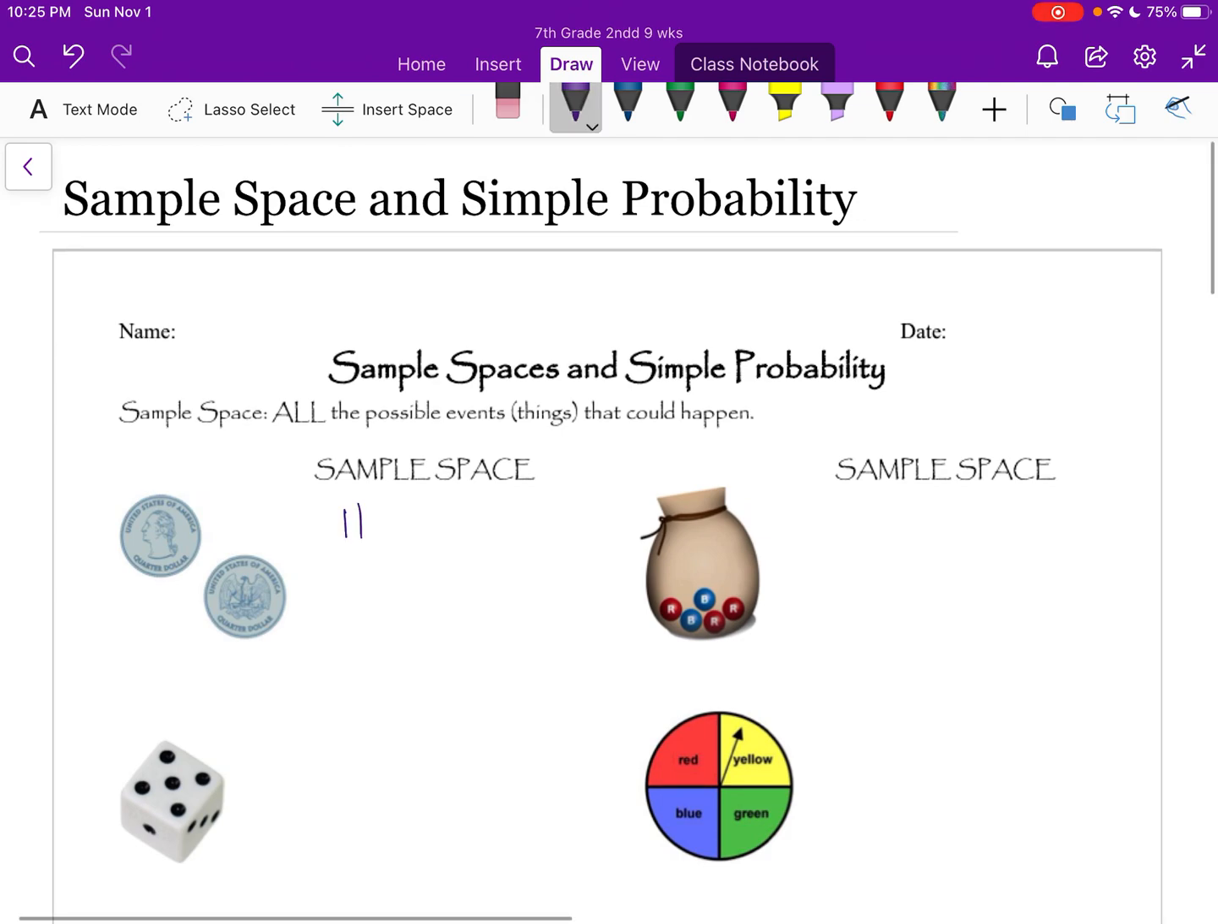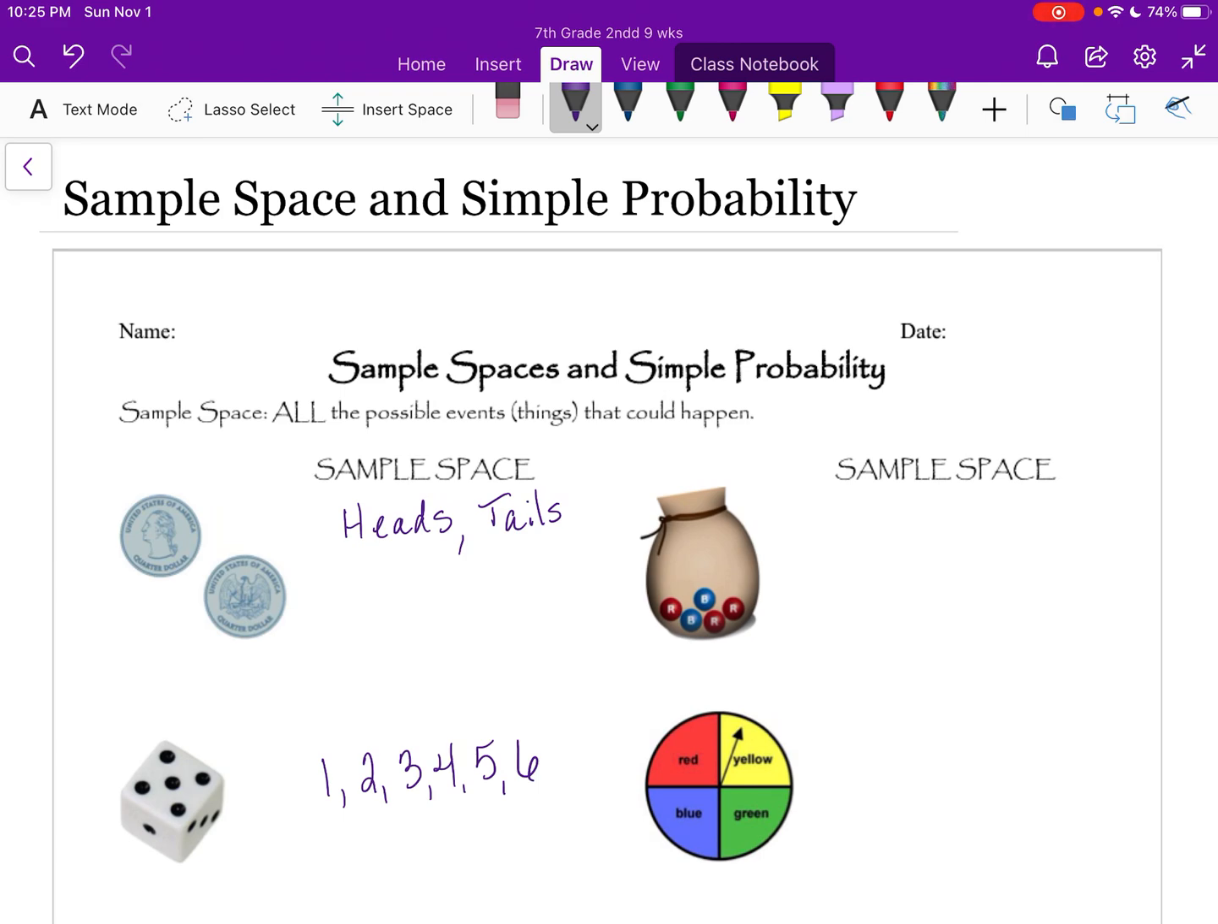We can flip the coin and we can get heads or we can get tails. That's a sample space. That's the two things that can happen. If we roll the dice, what can we get? We can roll a 1, 2, 3, 4, 5, or 6. That's the sample space. We're not going to run the die, we're going to roll the die. That's all the things that could happen.